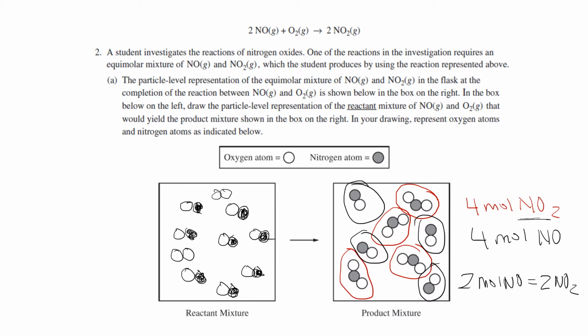At the end, I would double check. So I've got 12 atoms of oxygen on the reactant side, and 12 atoms of oxygen on the product side. And I've got 8 and 8 for nitrogen. So just double check at the end to make sure that you are balanced.